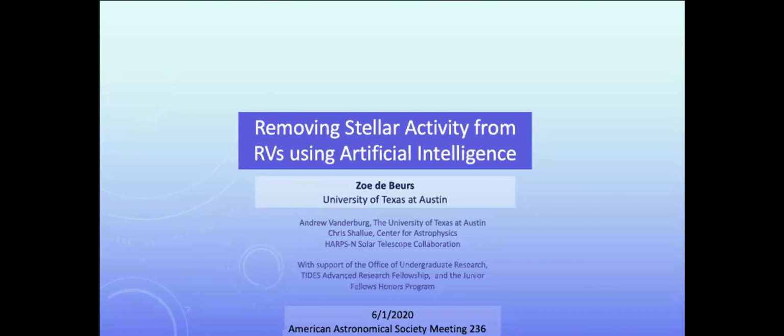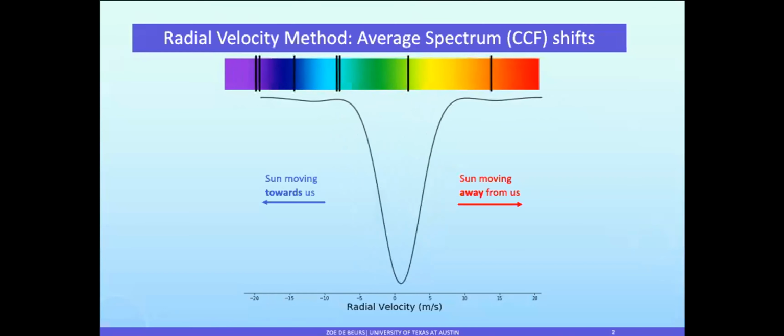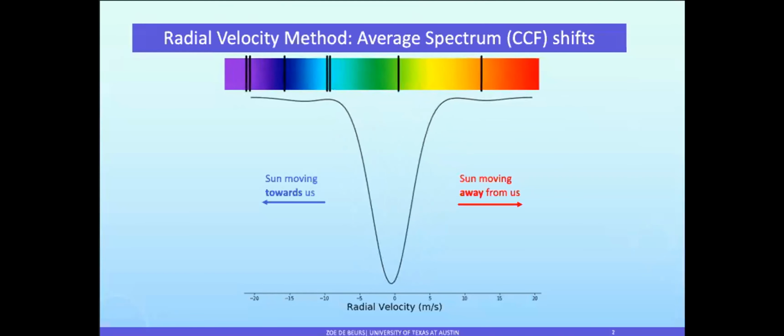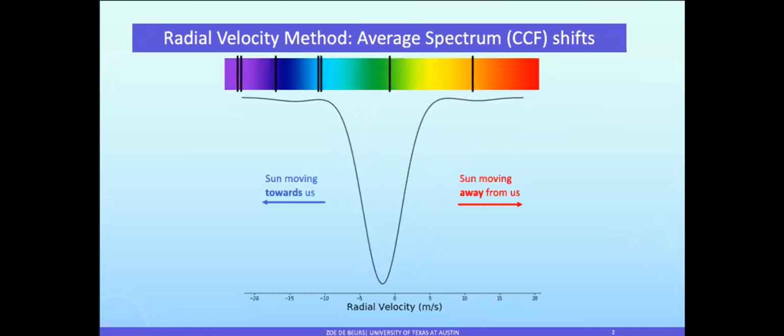Awesome. So yes, hi, my name is Zoe DeBurs. I'm a rising senior at the University of Texas at Austin. And today I'll be talking about my research in removing stellar activity signals from radial velocities using artificial intelligence, with the ultimate goal of increasing our sensitivity to smaller and smaller planets. So as a reminder, in the radial velocity method, the average spectrum of the star is blue shifted or red shifted as the star moves away from us or towards us.